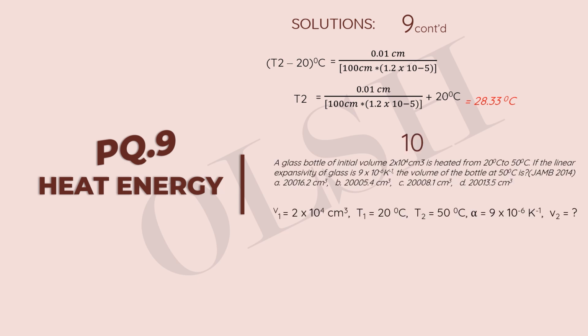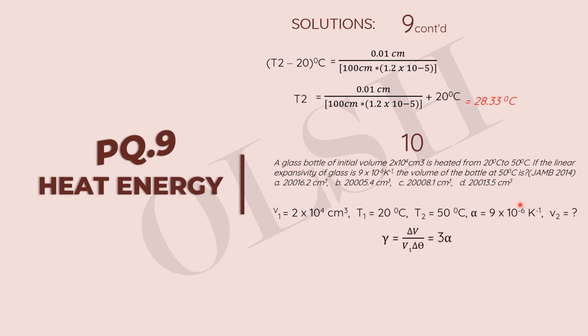So number 10, we have a glass bottle of initial volume 2 times 10 raised to the power 4. We heat it from 20 to 50 degrees Celsius. If the linear expansivity is 9 times 10 raised to the power minus 6, what is the volume of the bottle at 50 degrees Celsius? We have our V1, obviously, we have our T1 and T2, we have alpha, the linear expansivity. We have to find V2.